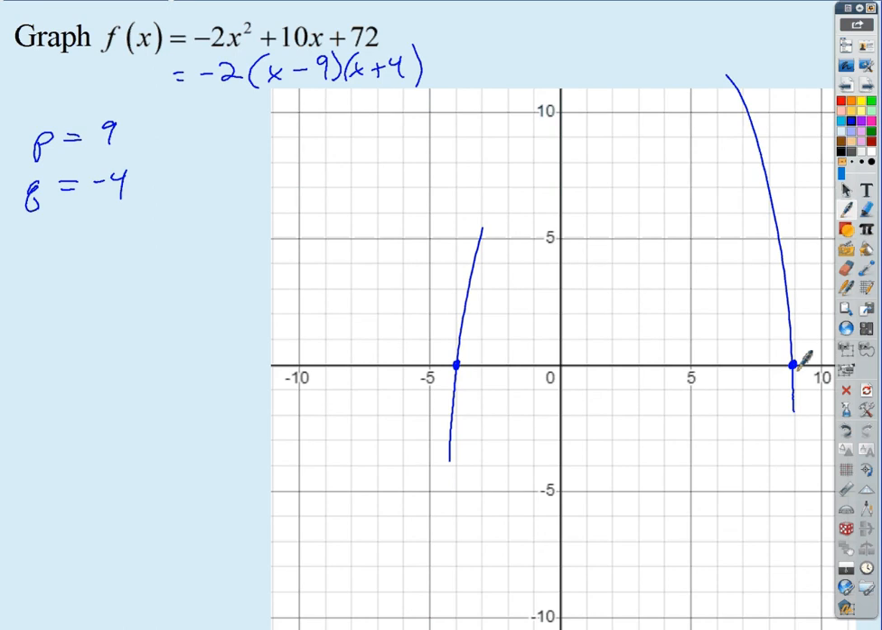So then we can always, if we know what the x-intercepts are, couldn't we just say something like this? Couldn't we just say that h is the average of p and q? How do you average 2 numbers?